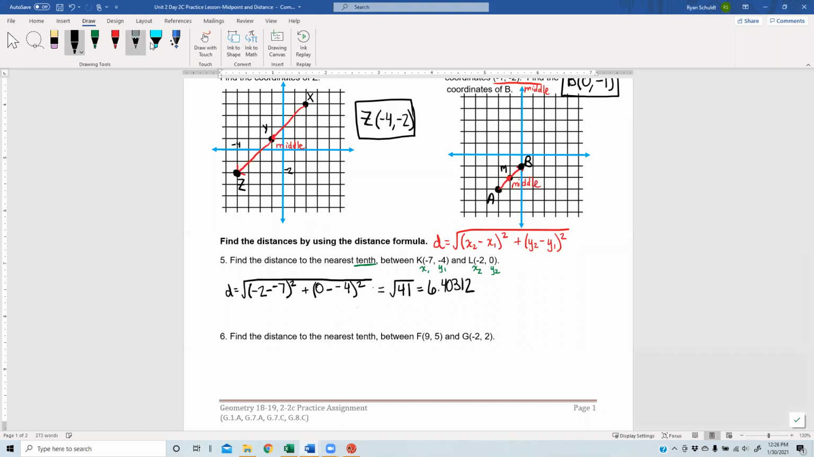6.40312. Now it says to round to the nearest tenth. That's one decimal place. So I look to the next place, that next place is a 0, so I just leave it. I look here, what's that tell me? It tells me to leave the 4. 4 or less, let it rest. 5 or more, raise the score. I'll let it rest. 6.4 is my answer.